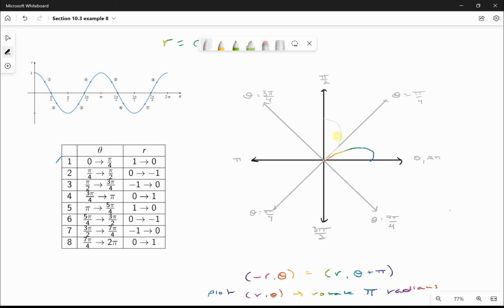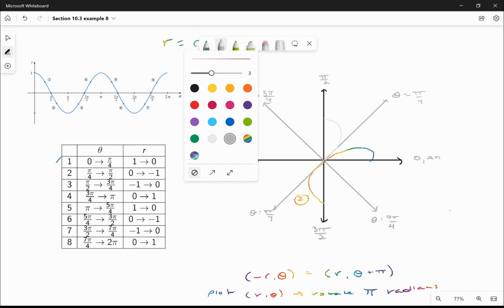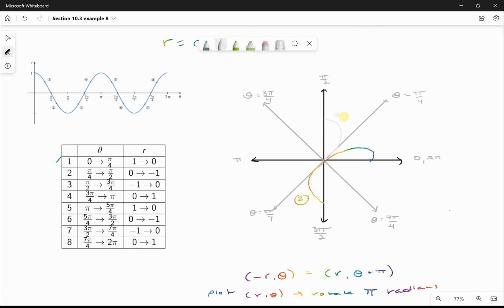But r is negative, so that's actually going to be over here. That's that portion rotated pi radians. Let me draw that a little bit better. Right, so that's 2. And I'll put here that this is 2, but the positive r version of it. And let me mark this over here as this was our 1.